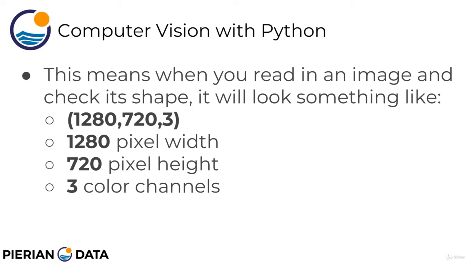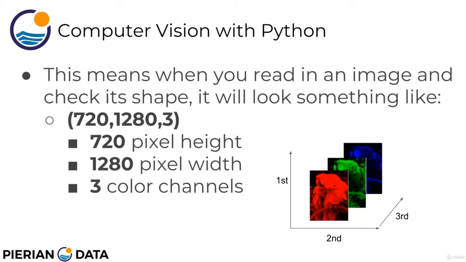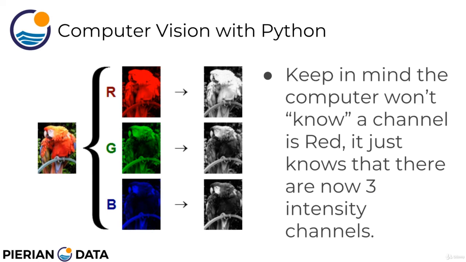This means that if you were to check its shape after reading it in as a NumPy array, the shape is going to be something like 1280 by 720 by 3. That would be the pixel width, the pixel height, and then the actual 3 color channels. If we were to visualize this, basically you have a 3-dimensional array where we have the typical 2 dimensions, except now you have 3 of those, 1 for each major color. Keep in mind the computer itself won't know that a channel is red. It just knows that there are now 3 intensity channels, essentially 3 sort of grayscale channels representing a color.